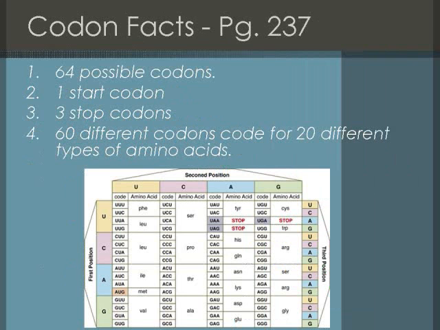Using the 4 letters and putting them into combinations of 3, there are 64 possible codons. There is 1 codon that codes for start, and there are 3 stop codons. So there are 60 different codons that code for only 20 different types of amino acids. This provides a little bit of flexibility in the codons and helps prevent against genetic mutations in proteins that are produced later on. You can find more codon facts on page 237 of your textbook.